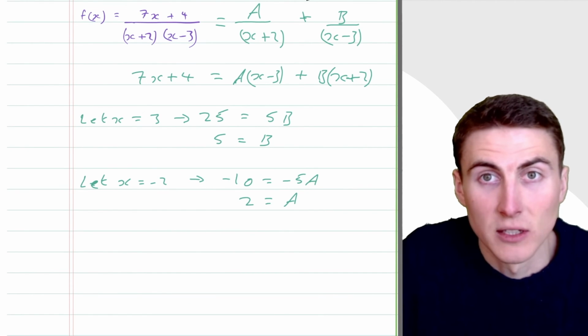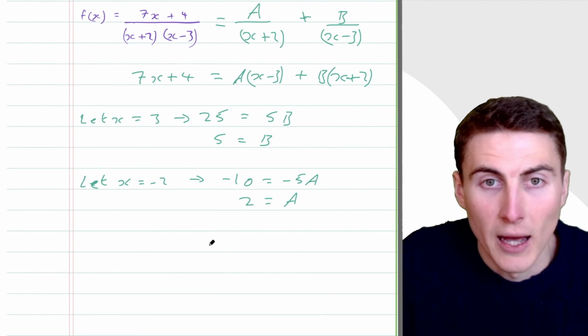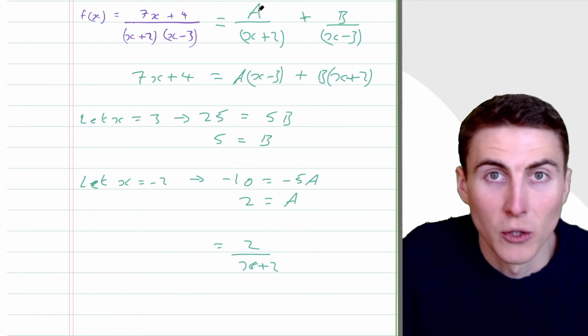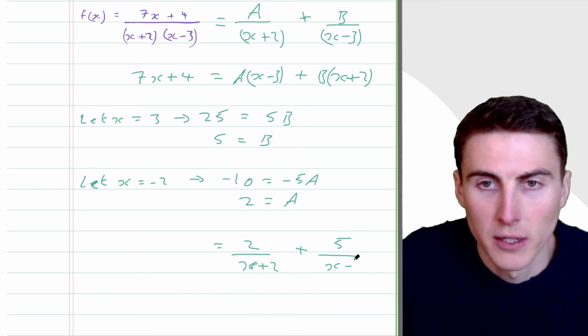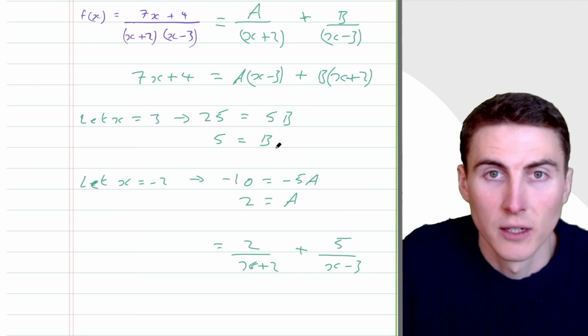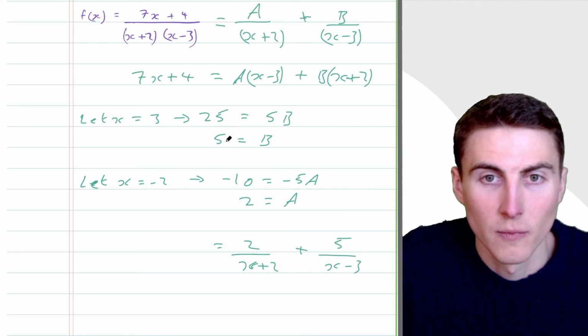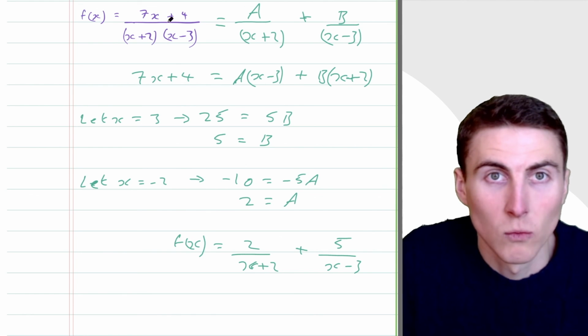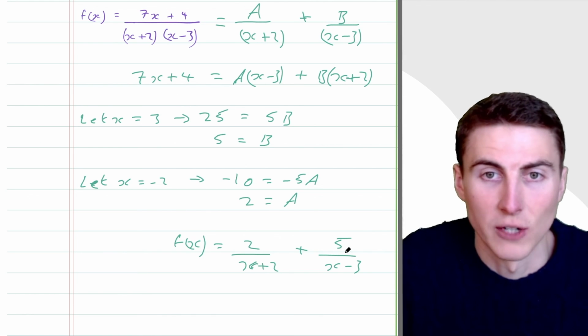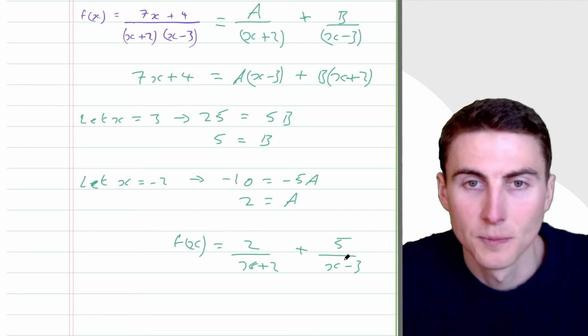And so we can express this original thing as 2 over x plus 2. Remember, we know that A is actually 2 now, plus 5 over x minus 3, because we know that this B is 5. And that's it. We've expressed this whole thing here, so we could say f of x. We've expressed this one big fraction as these two fractions, and this is what we call partial fractions.